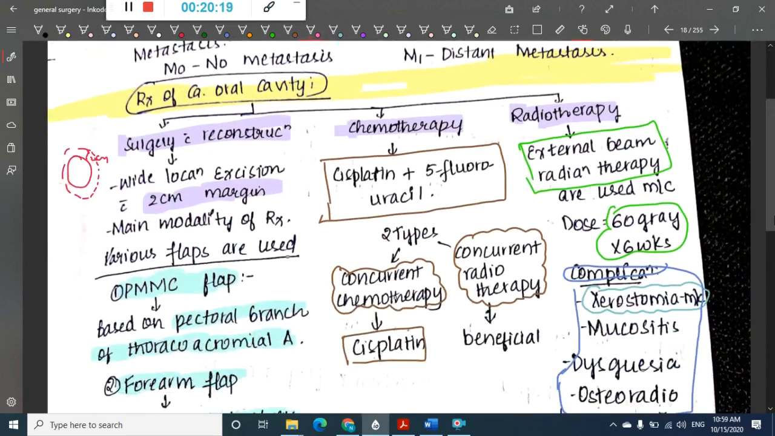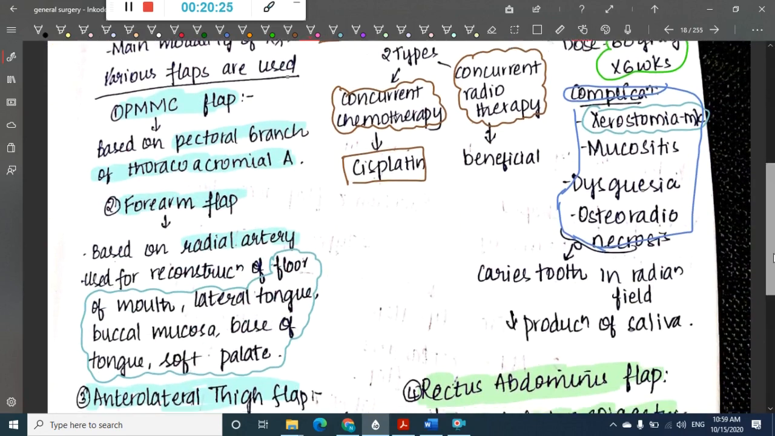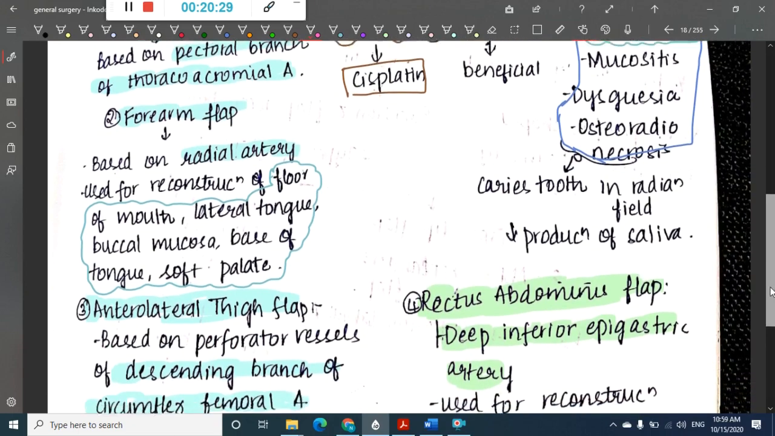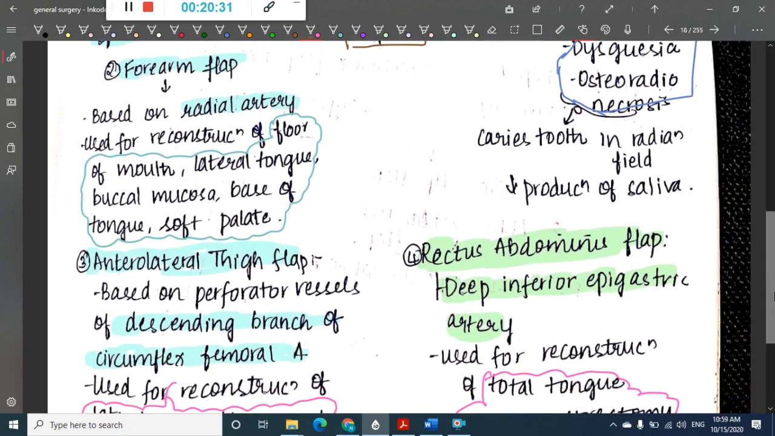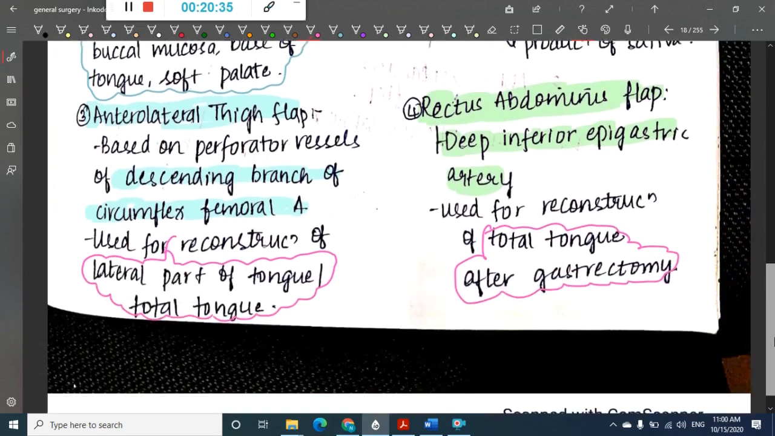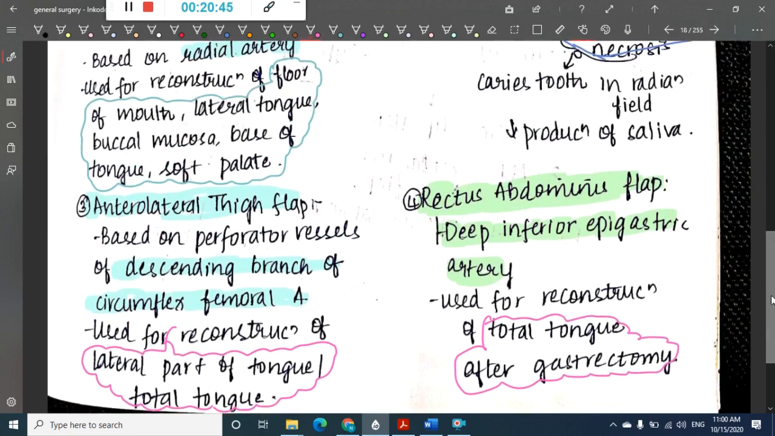So this is the important treatment of oral cavity. In the surgery we use different flaps: the pectoralis major myocutaneous flap based on the pectoral branch of the thoracoacromial artery, the forearm flap based on the radial artery, the anterolateral thigh flap based on the descending branch of the circumflex femoral artery, and the rectus abdominis flap based on the deep inferior epigastric artery.